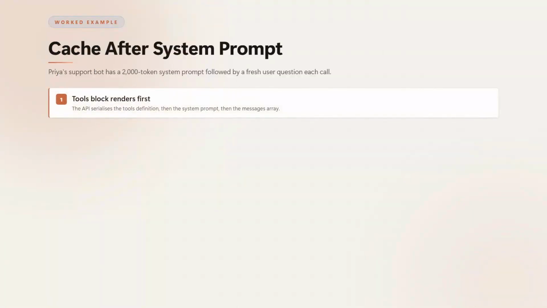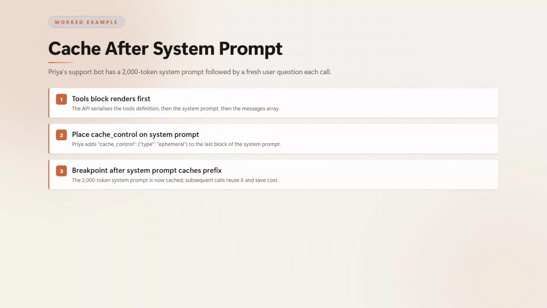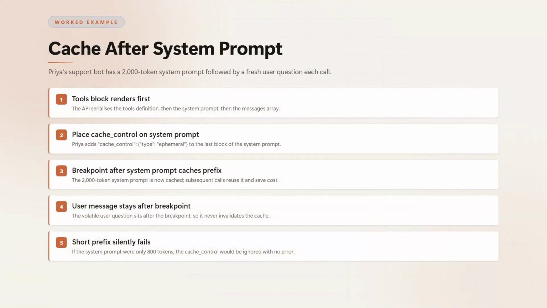Let's walk through Priya's support bot. The API always renders tools first, then the system prompt, then the messages. Priya adds cache control to the last block of her 2000 token system prompt. This creates a breakpoint right after the system prompt, caching that entire stable prefix. The fresh user question sits after the breakpoint, so it never invalidates the cache. On the next call, the system prompt is served from cache, saving tokens. If the system prompt were under 1024 tokens, the cache control would be silently ignored, no error, just no caching.